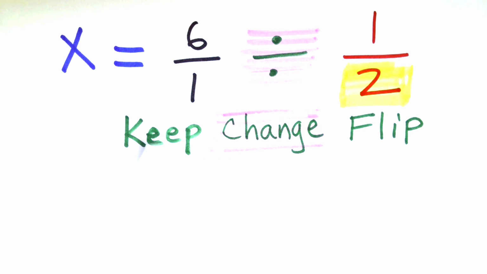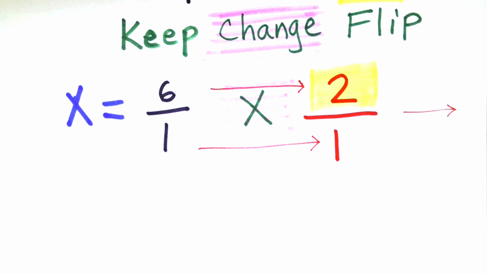You're correct again. I'm going to keep 6 over 1 the same. I'm going to change division to multiplication. Then I have to flip this fraction. 2 will now be on top, and the 1 will be on the bottom. What does that look like? All right, so you can see here, we've changed division into multiplication. And 2, which was the denominator, has been flipped. It's now in the numerator. It's on top of the fraction, and 1 is on the bottom.